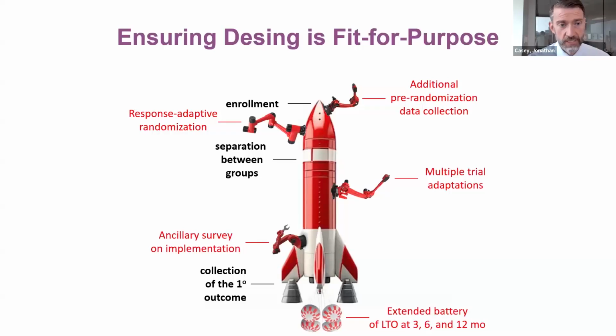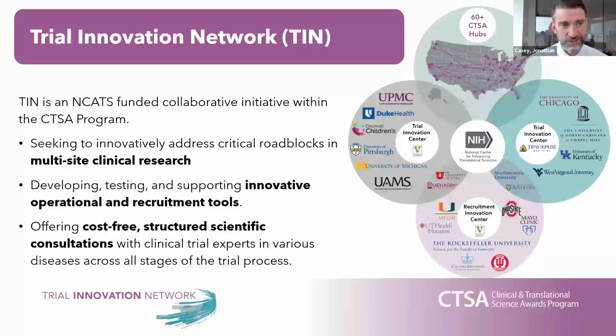So how do we choose between these new available tools that everyone talks about and wants to use, and decide when they're appropriate? This is my sales pitch to you. So the Trial Innovation Network, which funded the project we talked about today, exists to help trialists make these kinds of choices. So the TIN is an NCATS funded collaborative within the CTSA program, and it seeks to innovatively address critical roadblocks in multi-site research by developing, testing, and supporting innovative operational and recruitment tools like the one we talked about today, but also by offering cost-free structured scientific consultations with clinical trial experts in various diseases across all stages of the disease process.